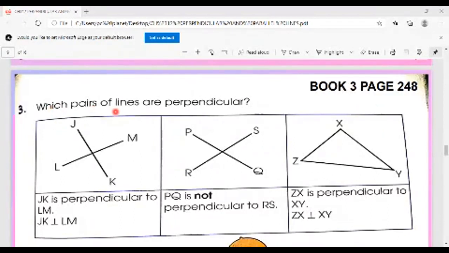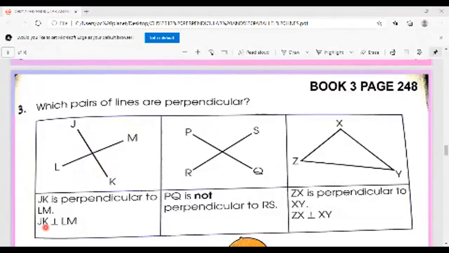Which pair of lines are perpendicular? Your teacher has drawn a different shape over here and she's asking you which pair of lines are perpendicular. So everyone kindly hold a scale in your hand and put it over here. JK is perpendicular to LM. So what you are all going to do is put the corner of your scale over here and adjust it with the line. You will see that this is a perfect right angle in this picture. Perfect right angle. Even you will check at this side if you can put a scale. So they all are perpendicular.